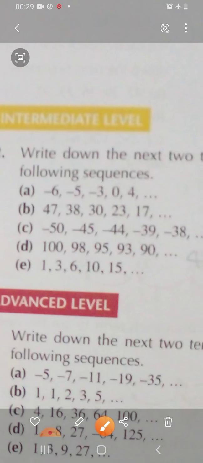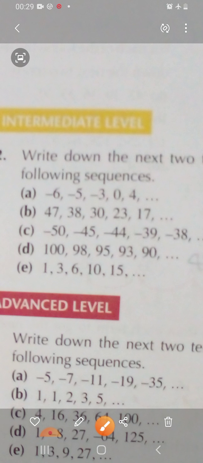So in this question, today we have learned that in some sequences there is a continuous increase in the number which we are adding to get the next number.